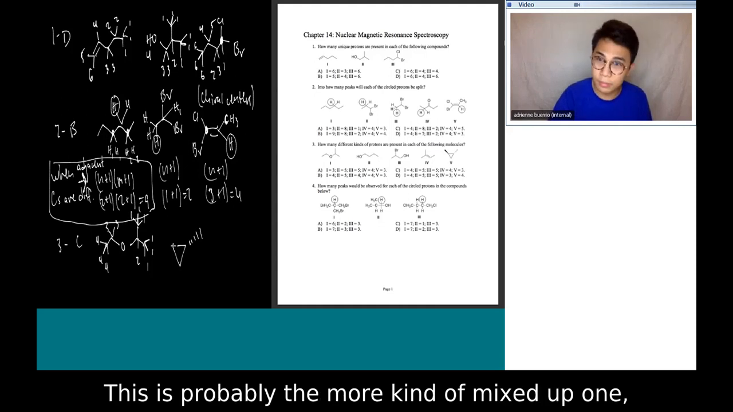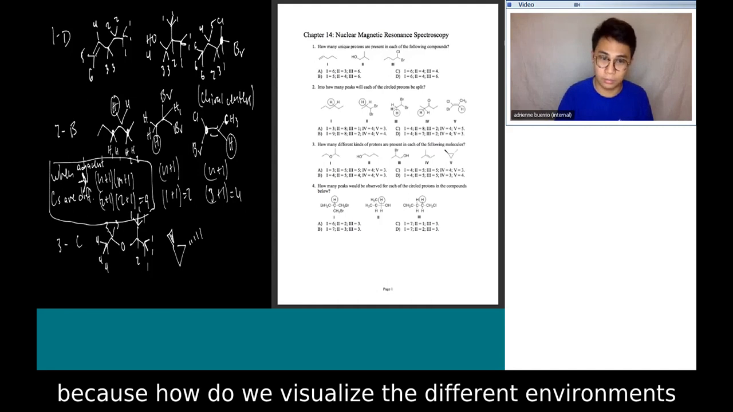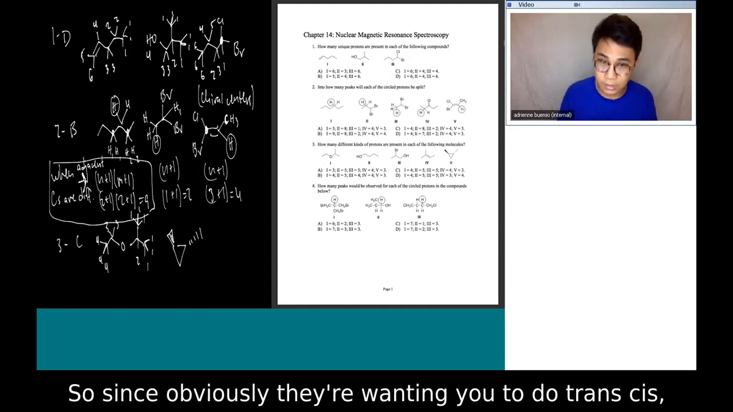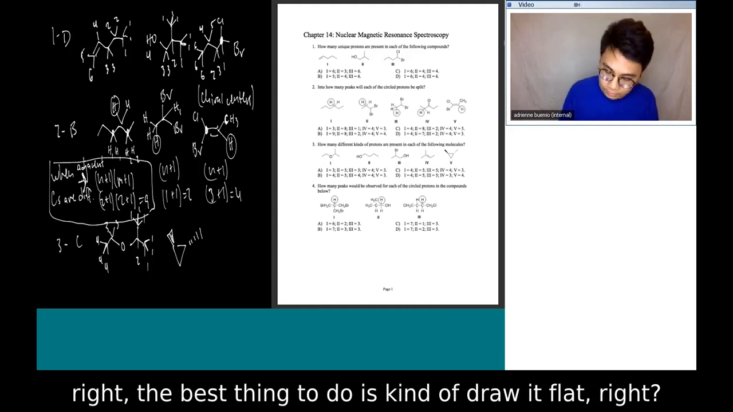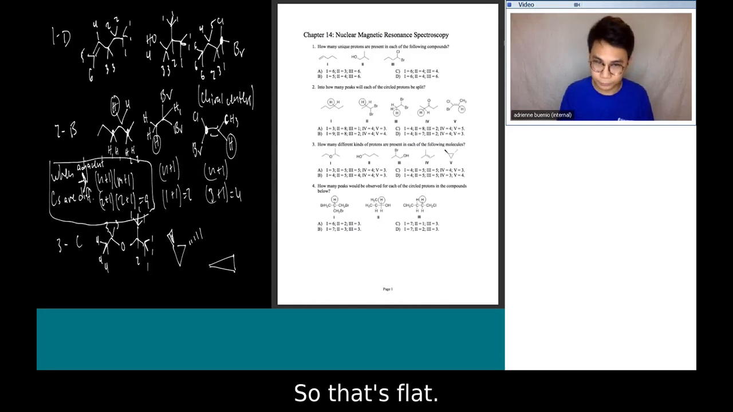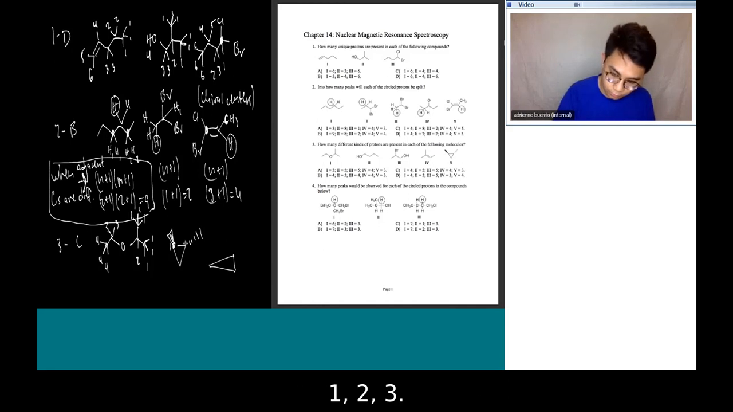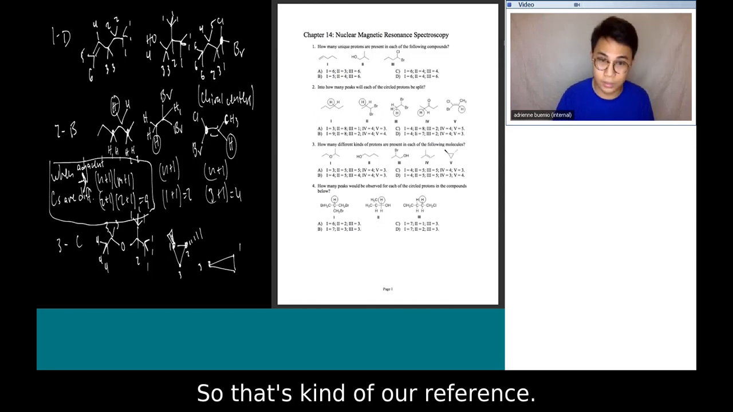right? This is probably the more mixed up one, because how do we find out, how do we visualize the different environments in these? Since obviously they're wanting you to do trans cis, right? The best thing to do is kind of draw it flat, right? So now it's flat. So now we'll do this 1, 2, 3. So 3, 1, 2. So that's kind of a reference.